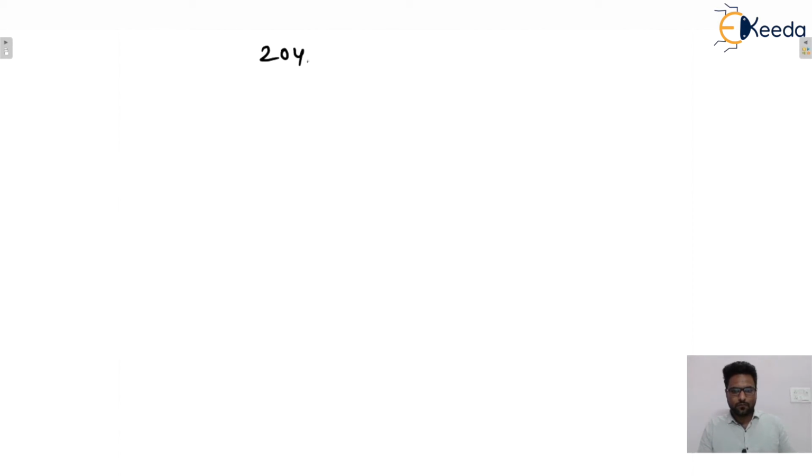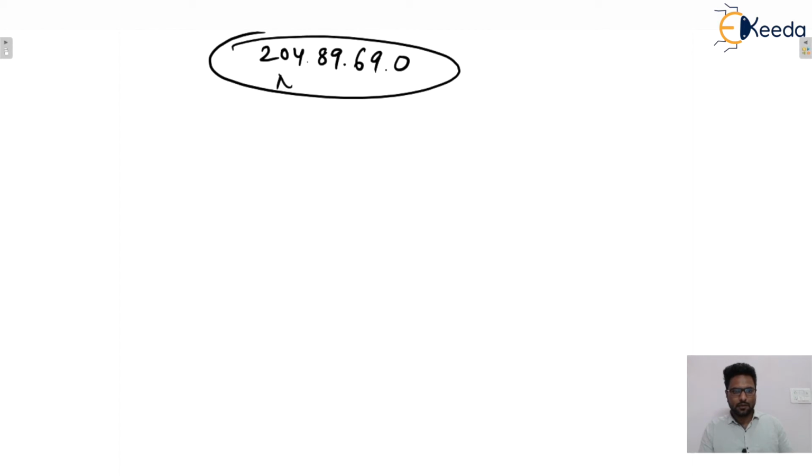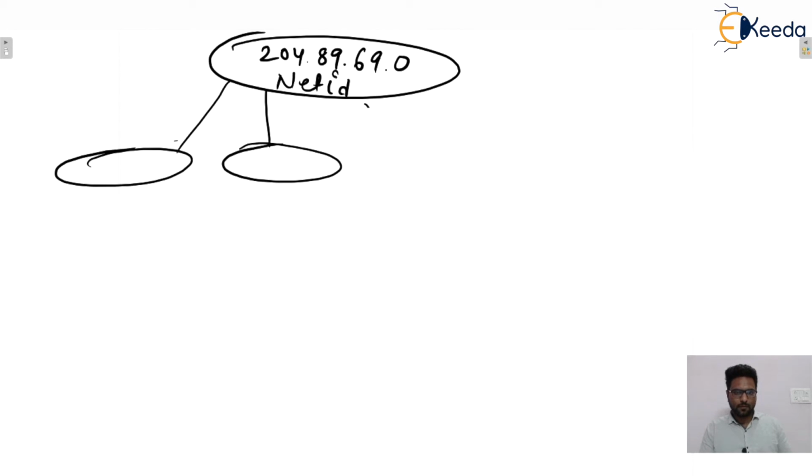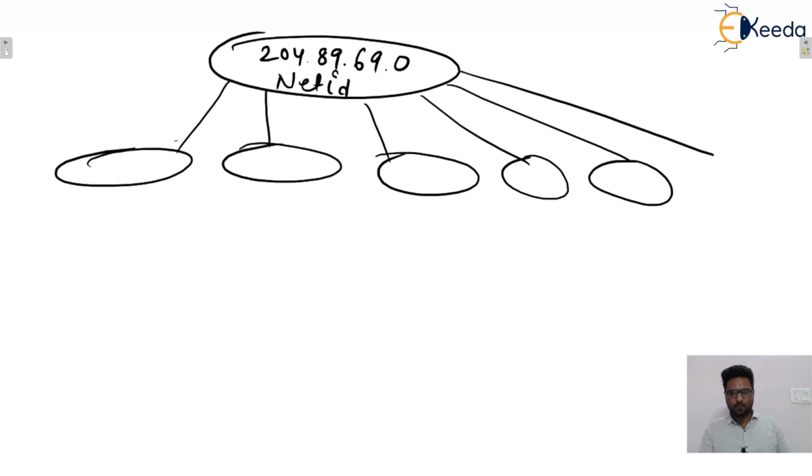Okay. So in the next slide, I'm going to represent this network. That is 204.89.69.0, that is the network ID. And we are seeing this network is divided into 6 subnets. Yes or no? Okay. So you only tell me, yes, what will the first subnet be? What will the first subnet ID be? You only tell me.